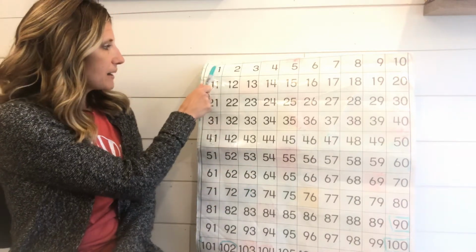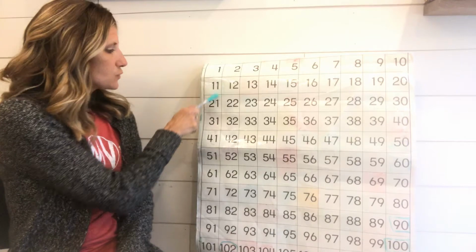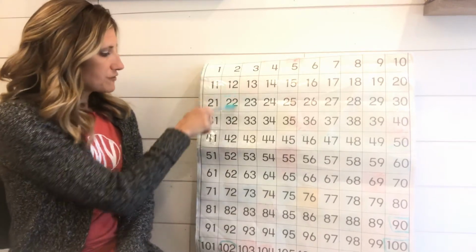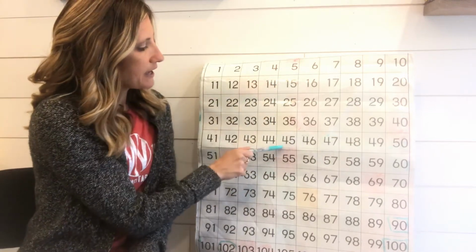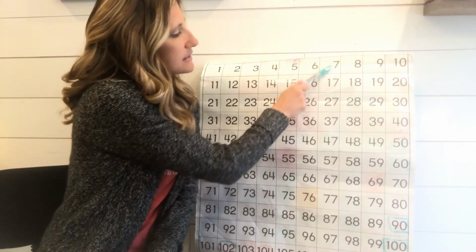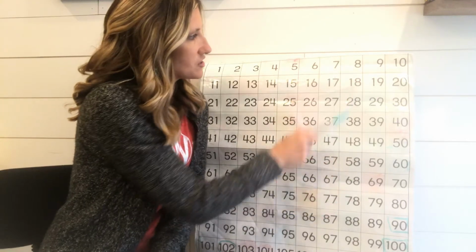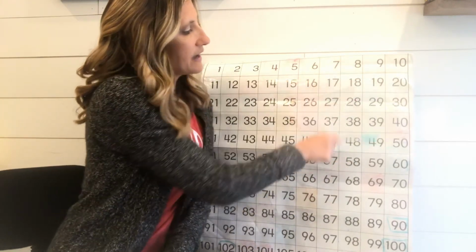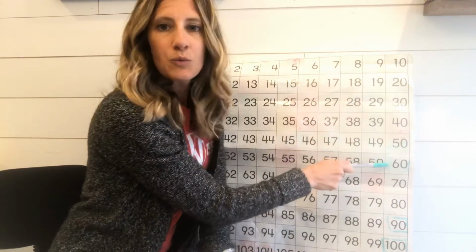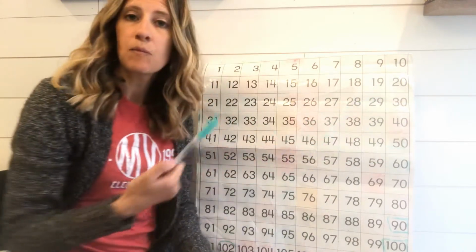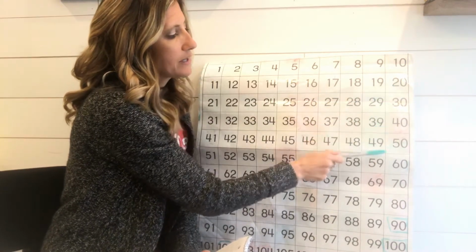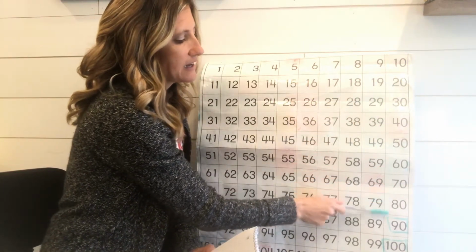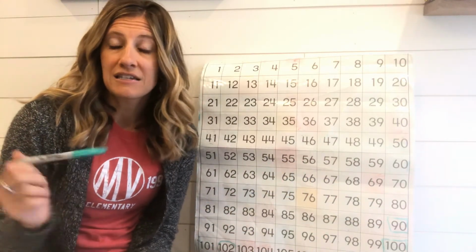So every number in this column ends with a 1, and then we have 2s, 3s, 4s, 5s, 6s, 7s at the end of each of these numbers, 8s, 9s, and then these all end in 0. So that is when you're counting by tens. So 10, 20, 30, 40, 50, 60, 70, 80, 90, and 100. So today we're going to learn how to add and subtract tens.